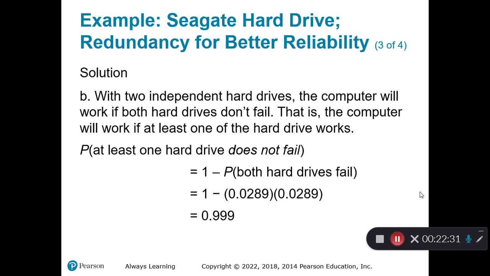Part B, we're going to assume that we have 2 independent hard drives. So we have one as a backup. The probability that the computer is going to work, meaning it has at least one working hard drive, would be equal to the probability that both hard drives fail together, subtracted from 1, right? So for the computer to keep working, we just need at least one of those hard drives to continue working. So the complement of having at least one working is that they both fail. So the probability that they both fail would be 0.0289 multiplied by itself, 0.0289. That product subtracted from 1 would give us 0.999 probability that at least one of the 2 hard drives will be working at the end of the year, and that is a much, much better probability that things will be well.